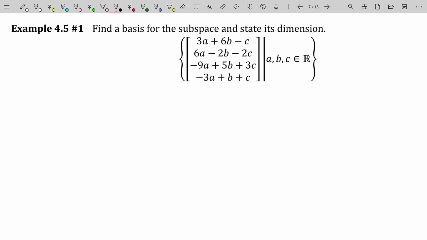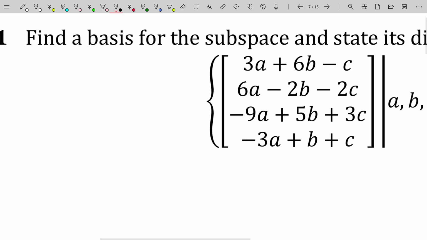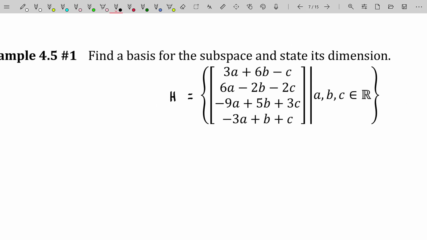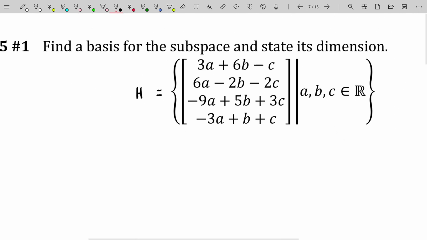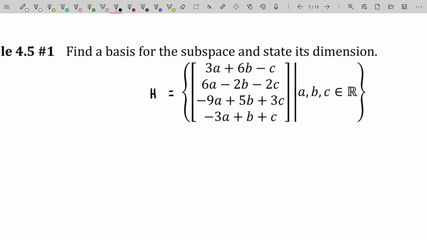Find a basis for the subspace and state its dimension. You do actually need to find a basis when you're stating dimension, because it's very hard to state the dimension for a subspace without finding a basis. I'll call this subspace H, by the way. I might need to reference it. Well, if you grab any random vector from this set of vectors, which we're being told is a subspace, so I'm pretty happy with that.